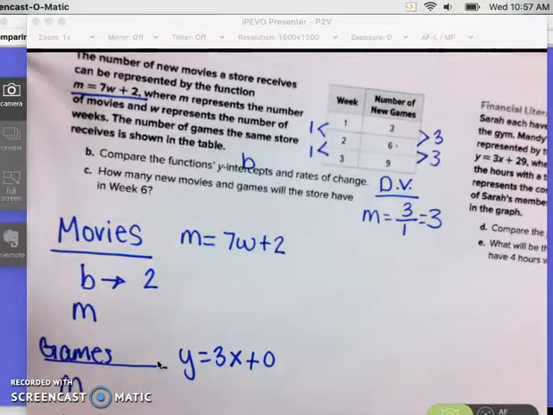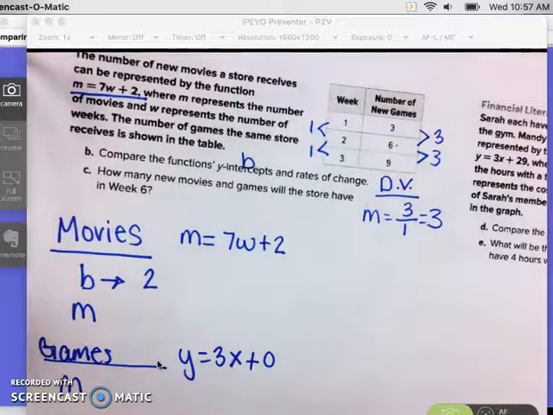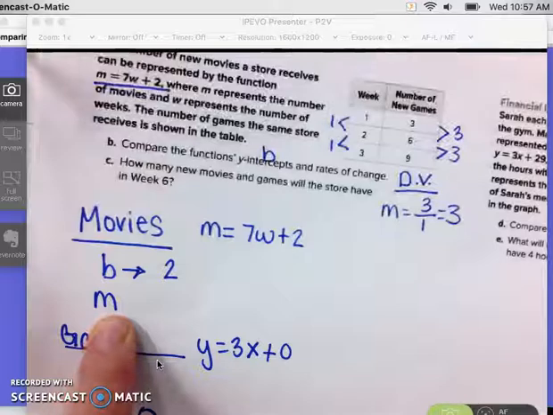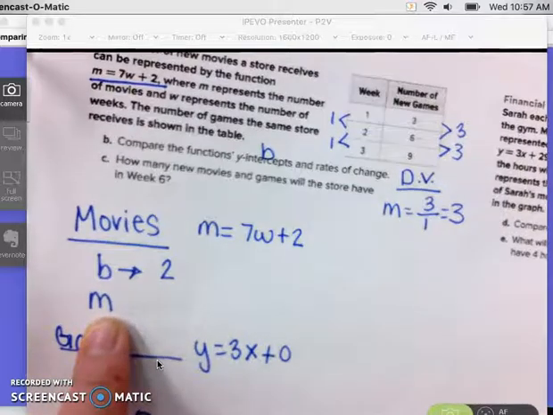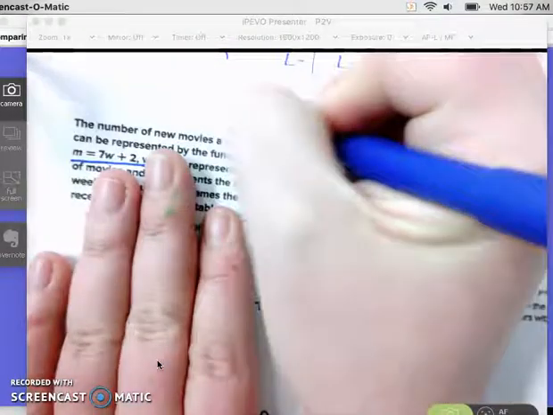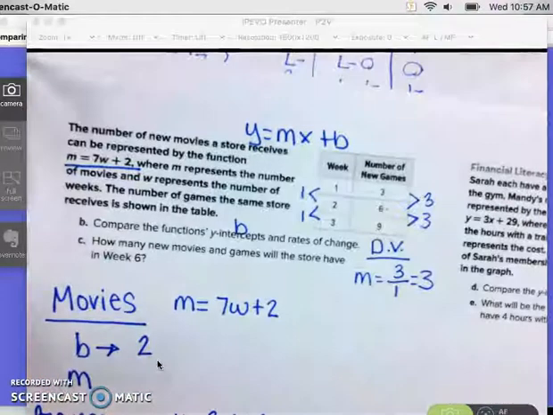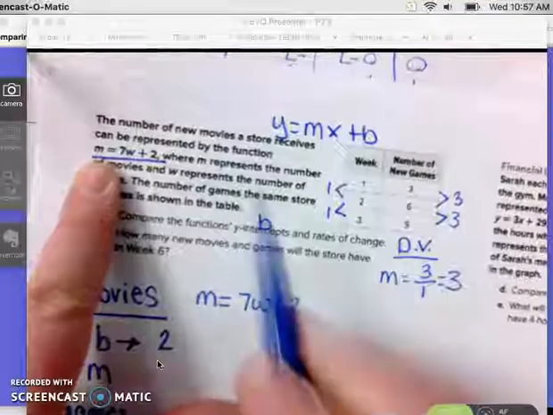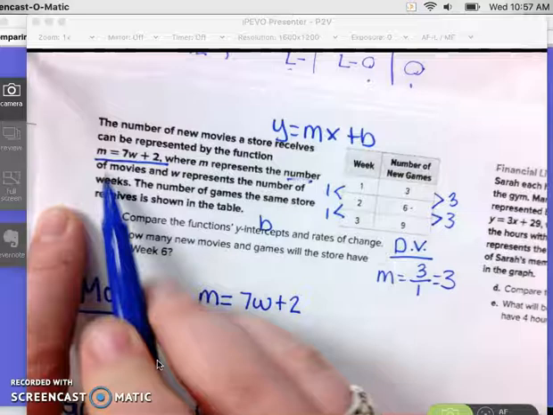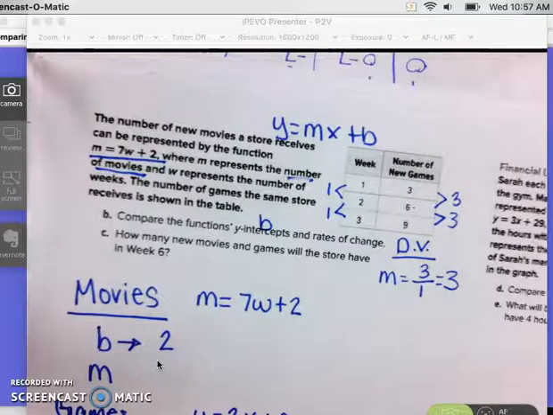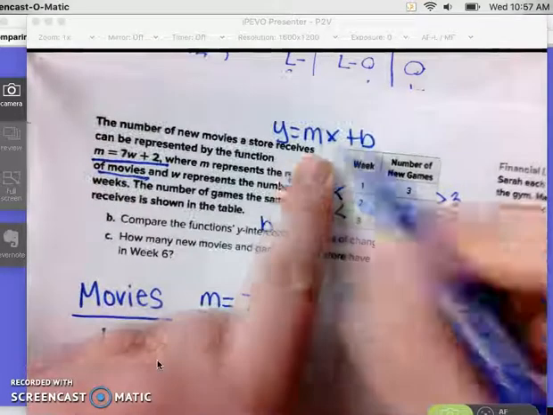One of my other classes brought to my attention that sometimes there's letters that are the same letter. Like here, we have m equals, and I'm looking for m. Okay, I'm looking for m for the slope. The slope in our y equals mx plus b form is the slope. Okay, this m represents what? Represents the number of movies. Okay, so they're two different variables. They're two different meanings. This m is my slope.